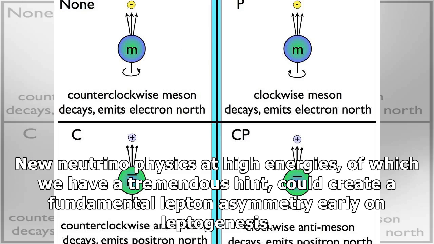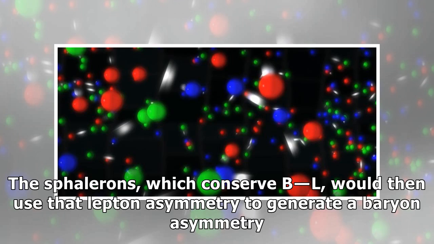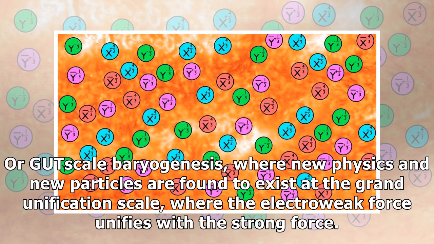New neutrino physics at high energies, of which we have a tremendous hint, could create a fundamental lepton asymmetry early on: leptogenesis. The sphalerons, which conserve B minus L, would then use that lepton asymmetry to generate a baryon asymmetry. Or GUT-scale baryogenesis, where new physics and new particles are found to exist at the grand unification scale, where the electroweak force unifies with the strong force.